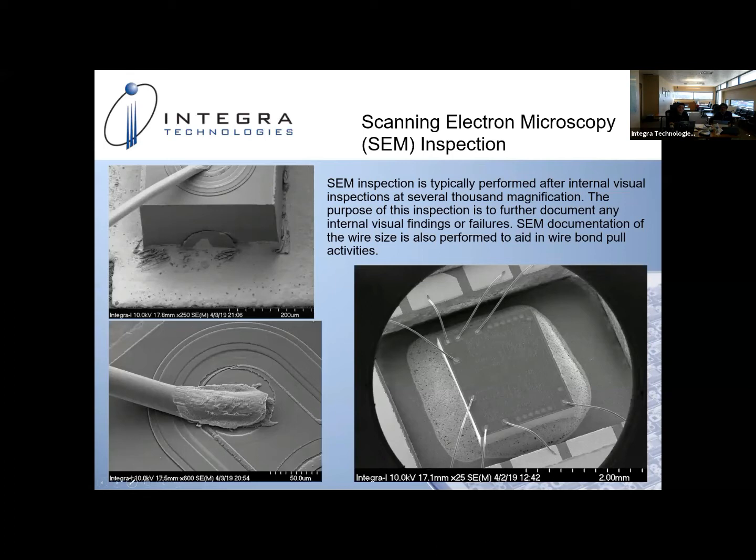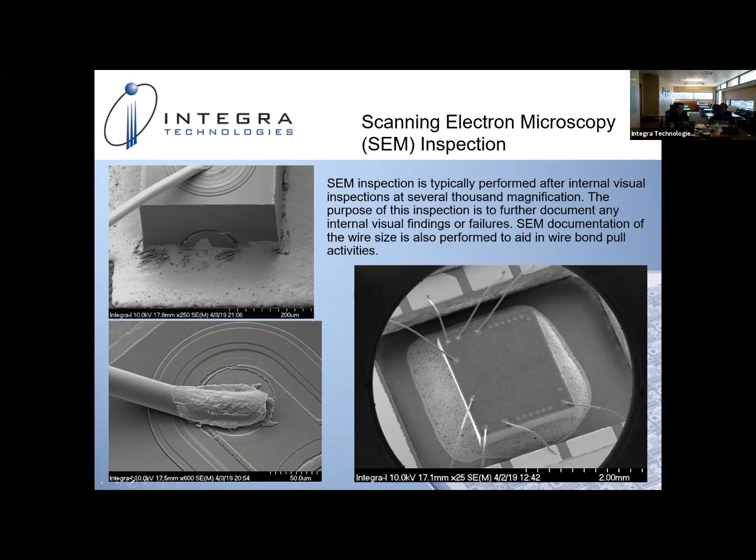You can see down here in the lower left-hand image, a bond that's sitting on the bond pad, but the metallization around it has been attacked. This is something that we didn't see very well optically. So once we put it in the SEM, we got a great image of what was going on there.